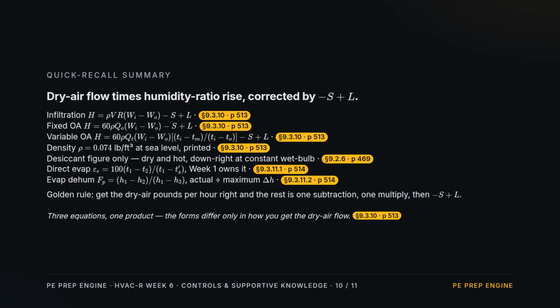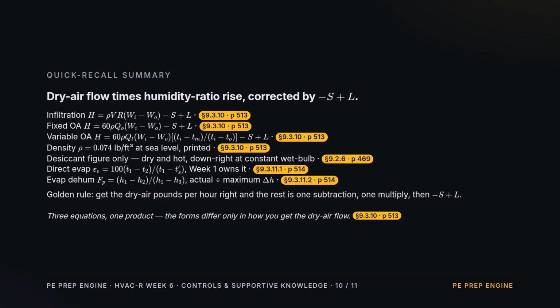Quick recall. 3 humidification load equations, 1 product. Infiltration uses density times volume times air changes per hour, no 60. Fixed outdoor air uses 60 times density times the outdoor airflow. Variable outdoor air uses total flow times the outdoor air fraction bracket. All 3 multiply by the humidity ratio difference, then subtract internal sources and add other losses. The density is printed for you at sea level.